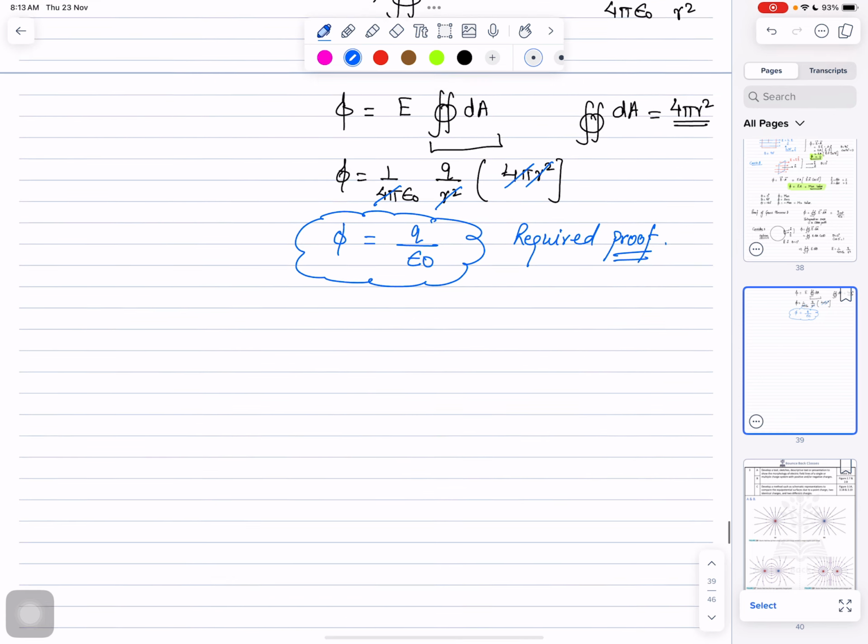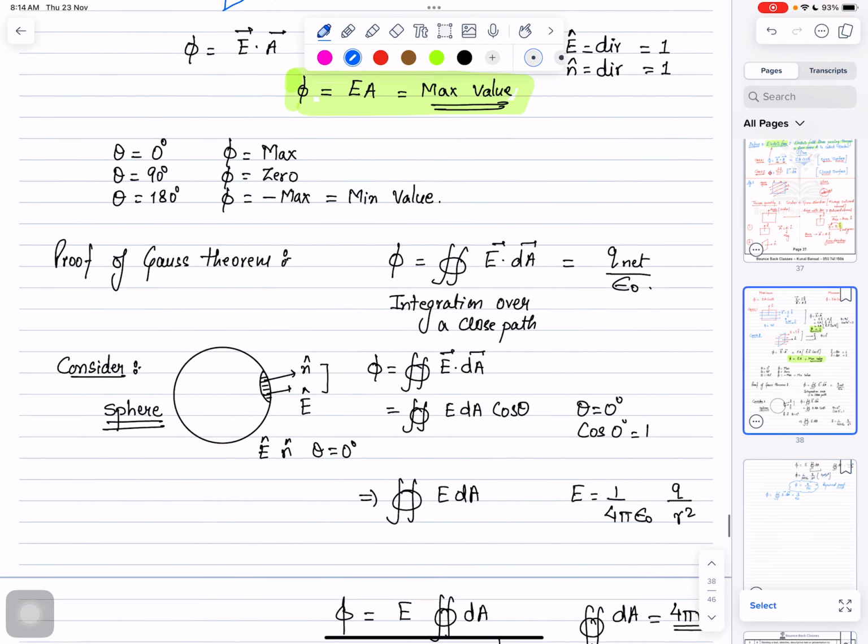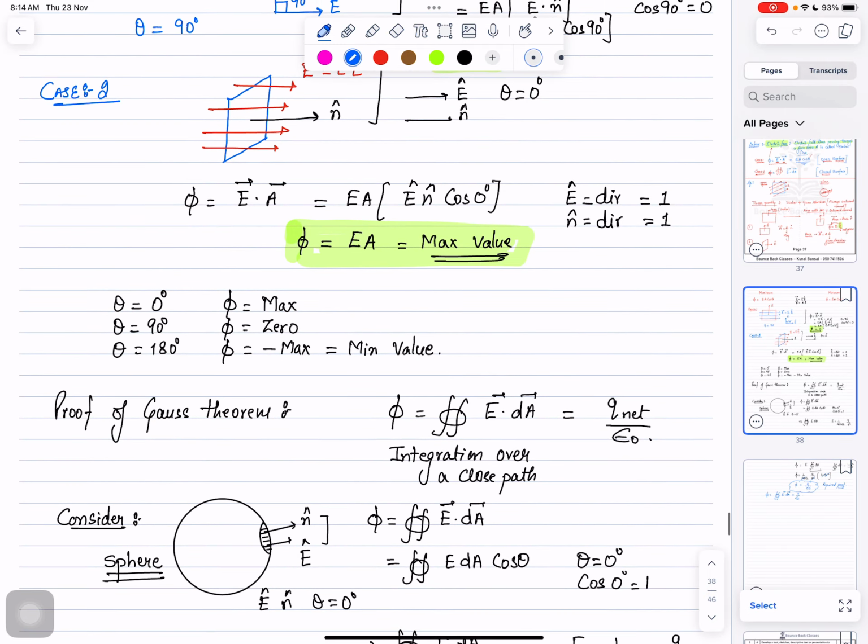That is what exactly we are proving: flux equals integration over a closed path E dot dA, which should be equal to Q by epsilon naught. Fine, guys? Now we are going to solve the numerical. Numerical is just an easy part, and you can solve it in an easy way. Now you will understand the numerical also.